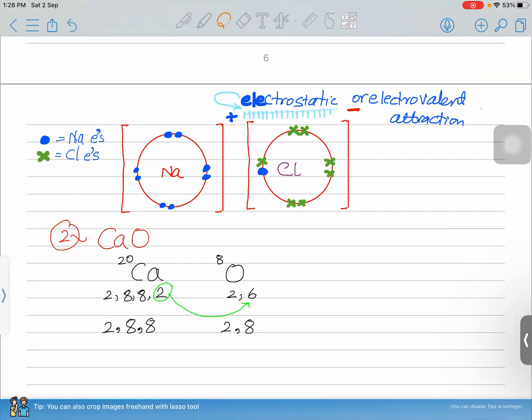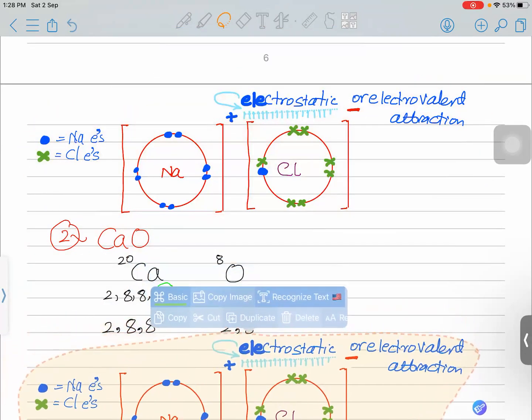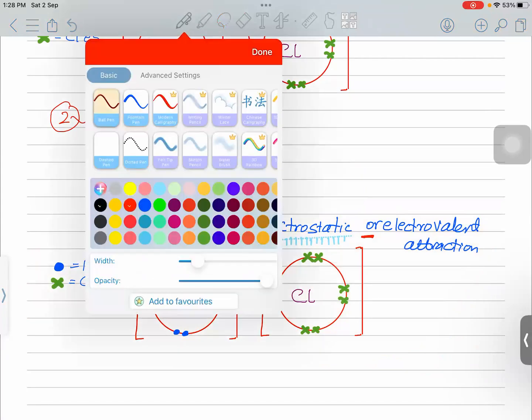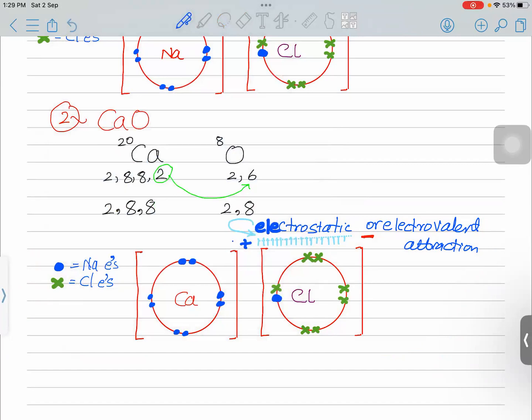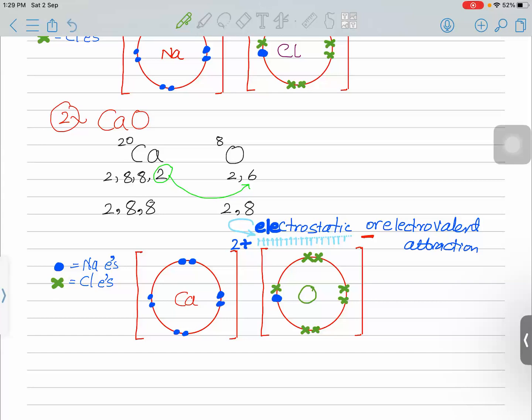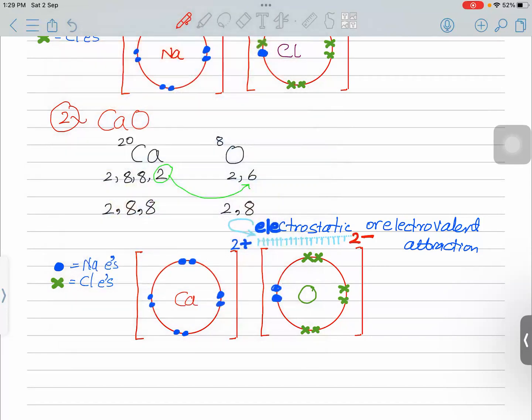Now, can you tell me how many electrons are in calcium after donating 2 electrons? Yes. How many valence electrons? 8. So this time this is calcium, but the charge is +2. And oxygen is here. Now it has 2 extra electrons, and the charge would be -2.